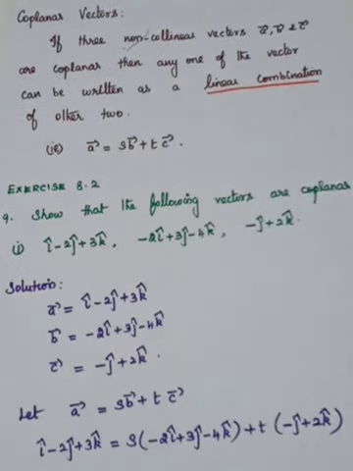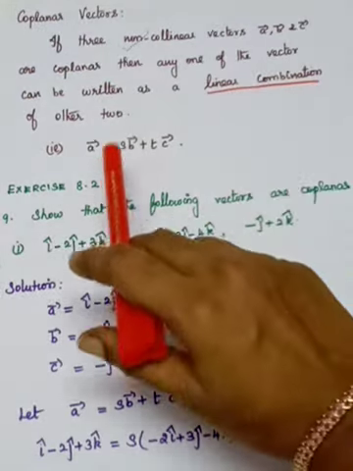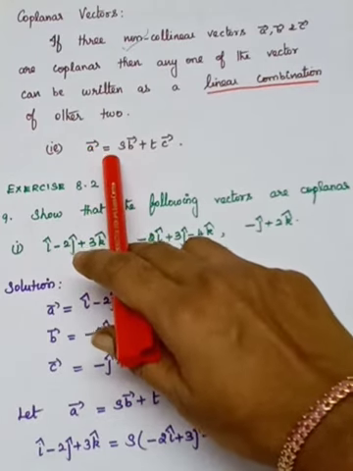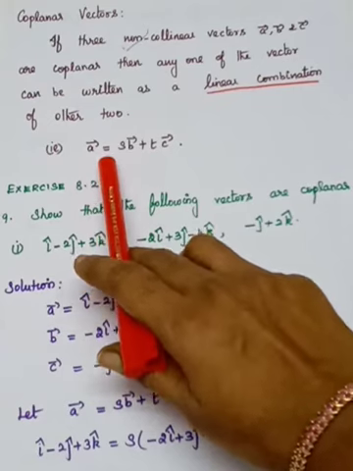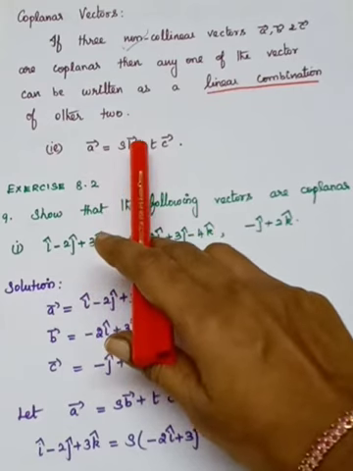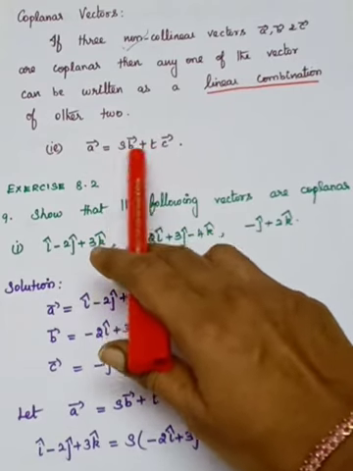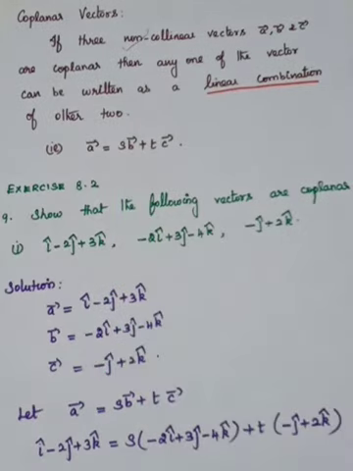If we can write one vector as a linear combination of the other two, we can say the three vectors are coplanar. So what does the linear combination mean? You can write A vector is equal to S into B vector plus T into C vector, where S and T are constants. So A vector, that is one vector, is a linear combination of the other two. We can say the three vectors are coplanar.